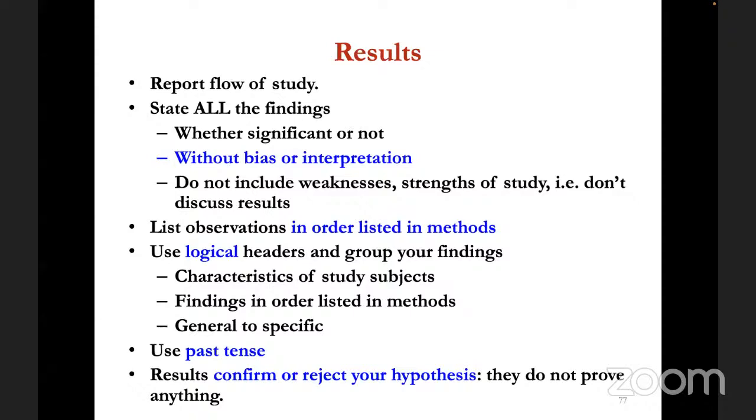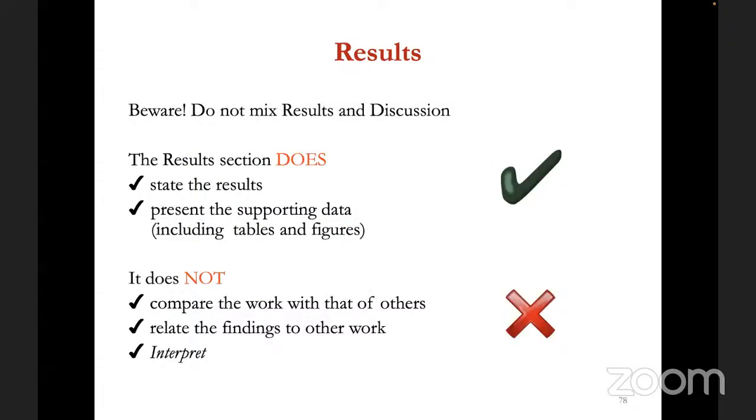State all the findings, whether they are significant or not, positive or negative, without bias, and there should not be any interpretation here. The order of the results should be as you have mentioned in the method section. Usually we start with the demographic profile, then the primary objective, and then the secondary objective. Subsequently, you confirm whatever you hypothesized initially in your previous protocol. While reporting the results, do use past tense in your dissertation.